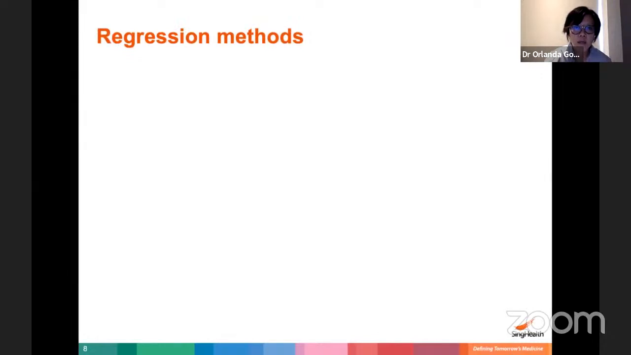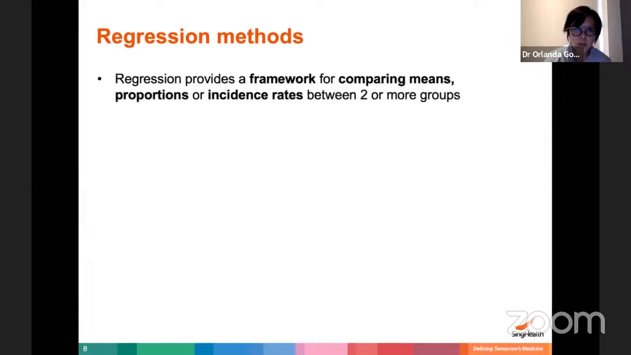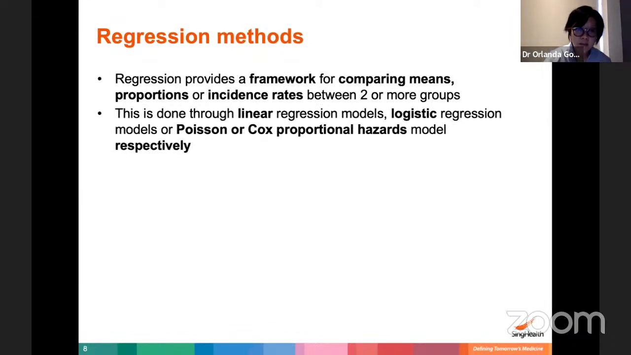So as an introduction to regression methods, one simple phrase that can explain it would be that a regression provides a framework for comparing means, proportions, or incidence rates between two or more groups, depending on what our outcome of interest is. And this, therefore, can be done through linear regression models, logistic regression models, or Poisson or Cox proportional hazard models, respectively, depending on the outcome of interest we're looking at and what kind of a variable it is.